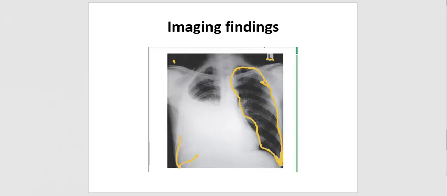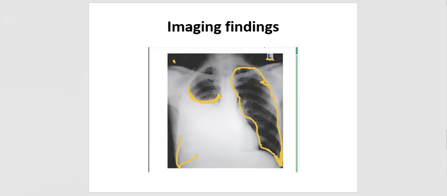The other thing that you're going to see is this. You can see it has formed something like a C here. This is what we call the meniscus sign. Meniscus sign and blunting of the costophrenic angle are features of pleural effusion. Those are imaging findings of pleural effusion.